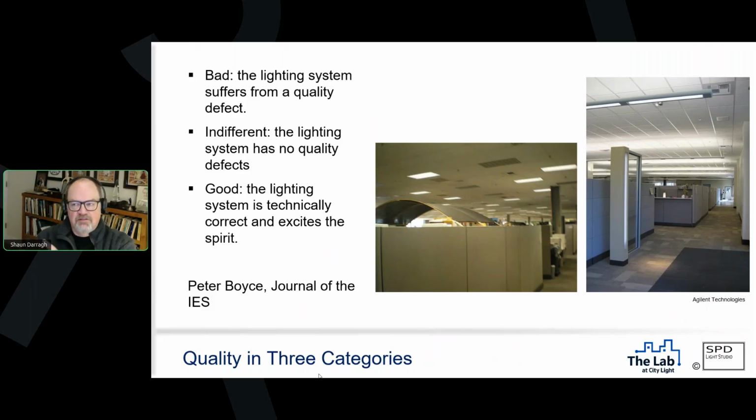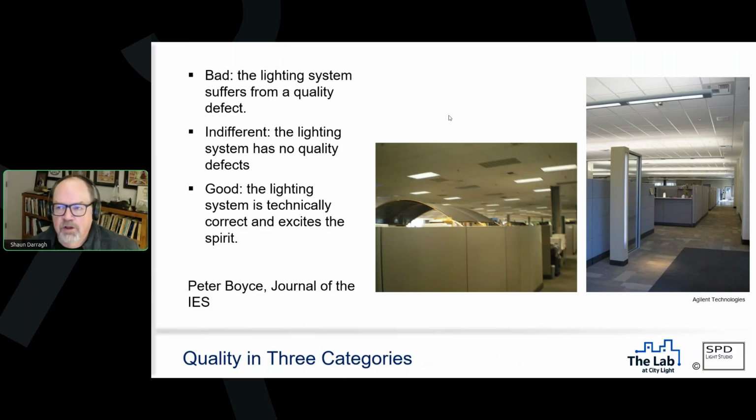We'll show some examples of this later, but I would submit to you that the image on the left is bad lighting. And if we were in person together, I would suggest everybody raise your hand. Who thinks the one on the right is indifferent or good? Usually when I've done this with this particular image, about half raise their hands for both.